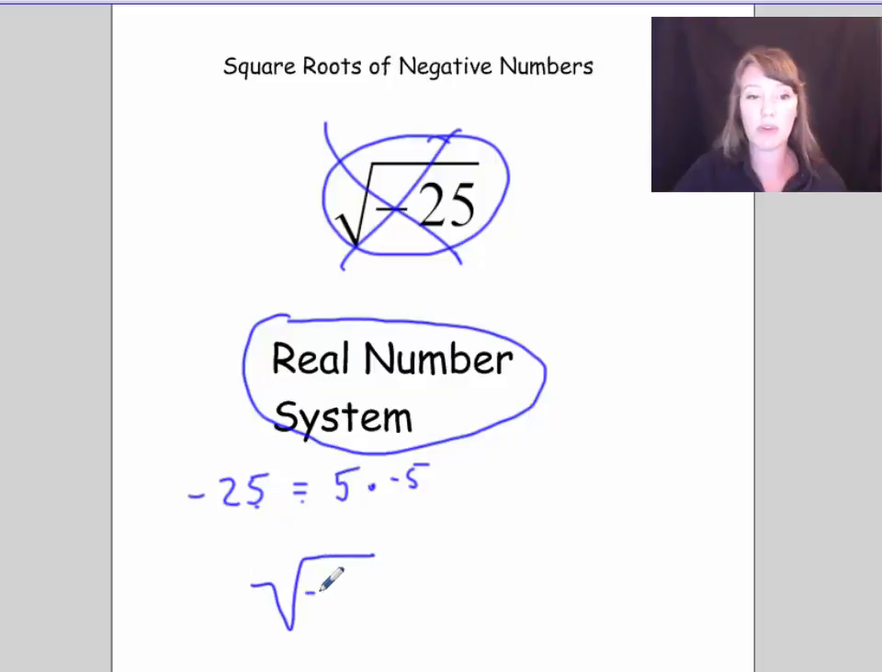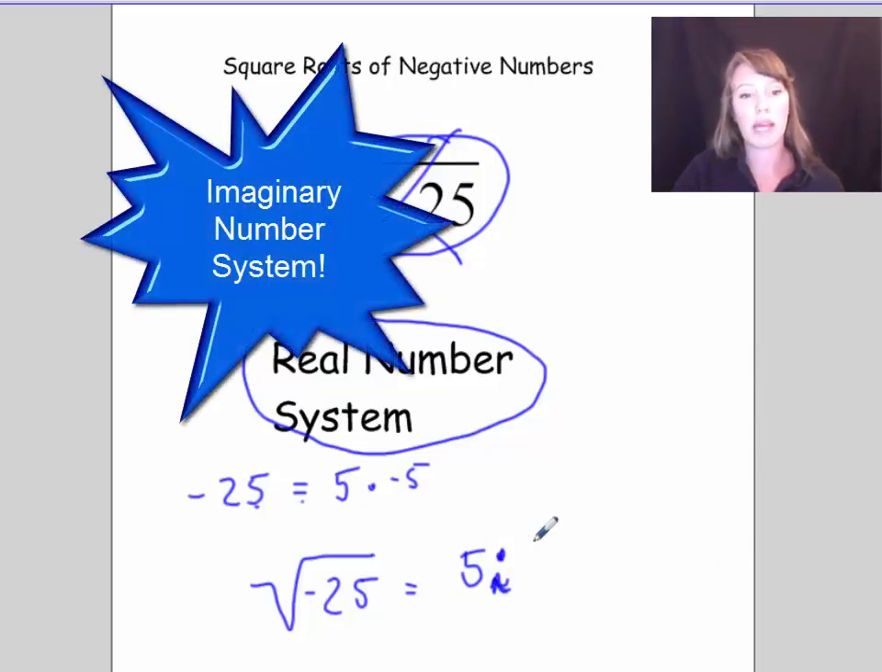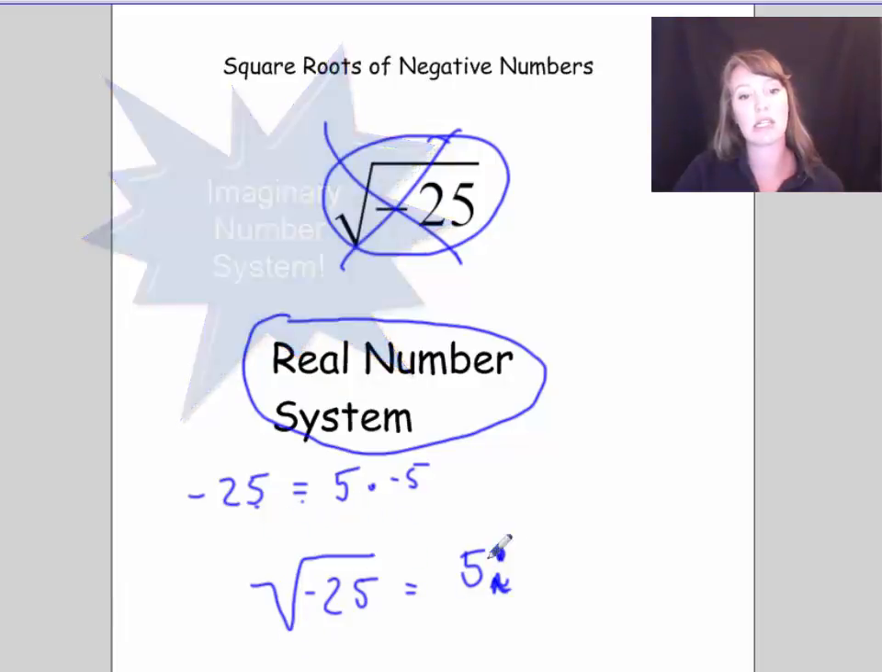However, just to give you a preview of next year, this is actually called an imaginary number, and we would actually write this as 5 with a little i here, a little cursive i. We're not going to talk about that this year that much, but this is just a preview for what you're going to see next year. We're going to jump into another number system called the imaginary number system. And this number does exist in the imaginary number system. It just doesn't exist for us yet.